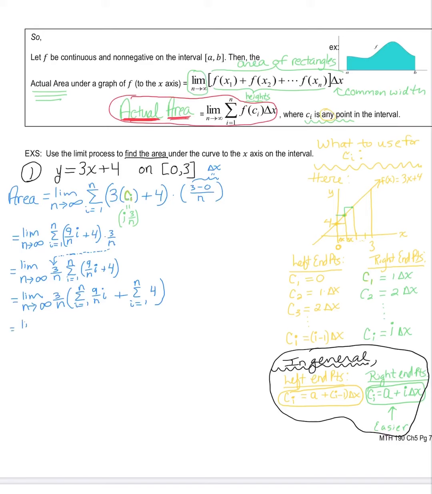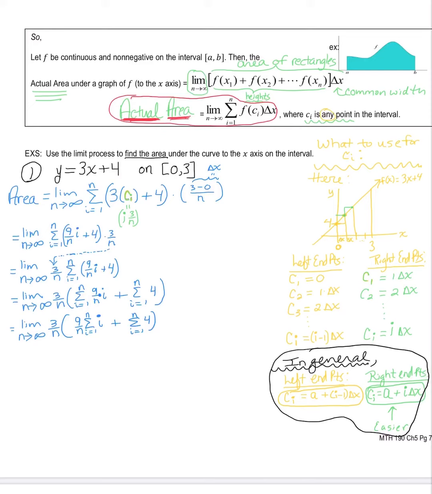And in that first term, we can observe that that 9 over n is, again, not impacted by i. There's no i in it. So this 9 over n is really like a little constant multiple that can come in front of that first sum. So we can think of this as 9 over n times the sum as i goes from 1 to n of i, and then plus the sum as i goes from 1 to n of 4.